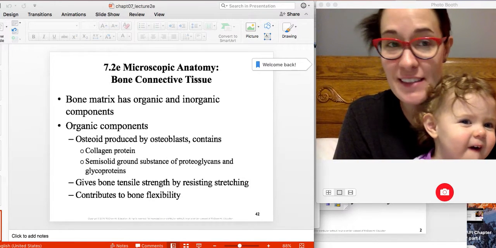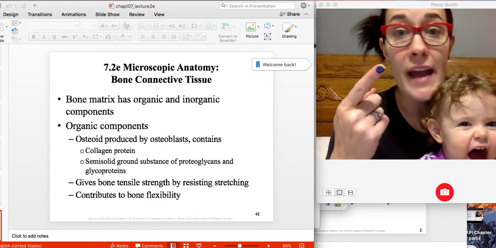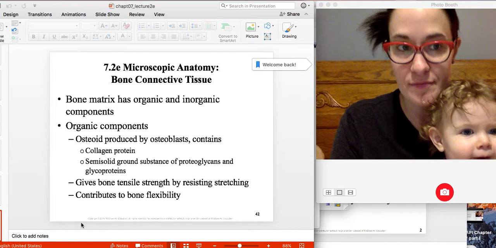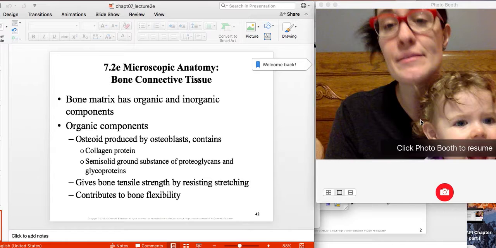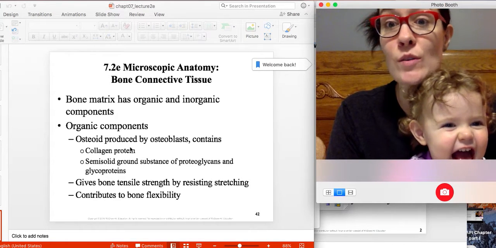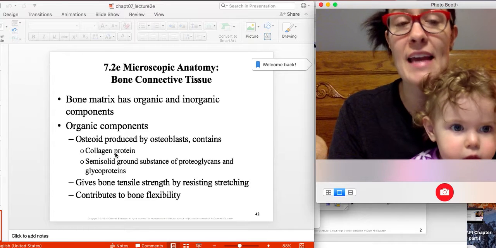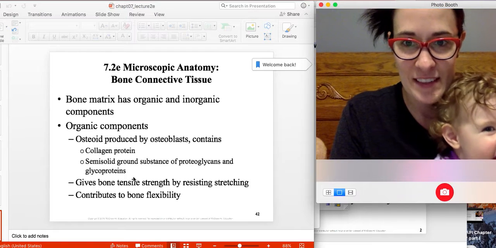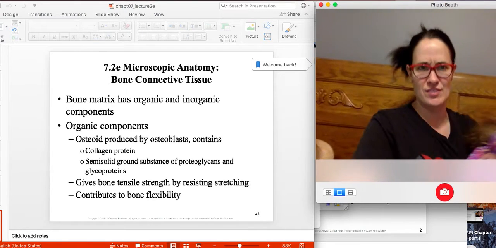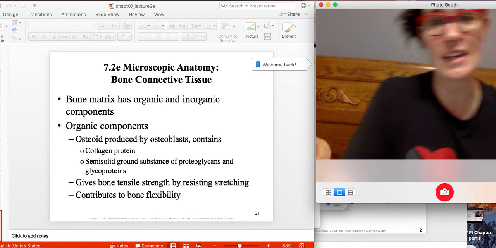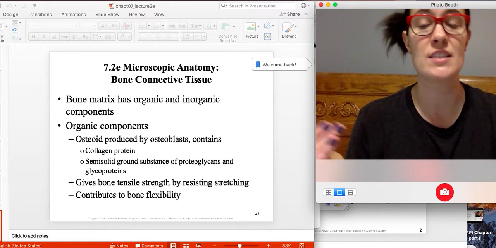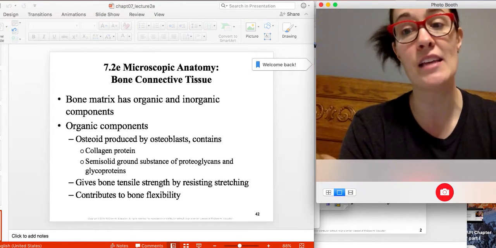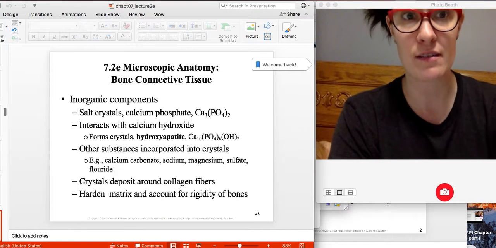In the bone matrix, so we're talking outside the cells, there are inorganic components and there are organic. First, let's talk about the organic. The osteoblasts lay down what's called the osteoid, and underlying collagen. That's the organic part, collagen protein. Why do we need collagen in our bones? I thought it was only in our skin. It's going to give bones tensile strength, the ability to resist stretching. Bones are a little bit flexible. They have a little bit of give to them, and that is due to this collagen, this organic.